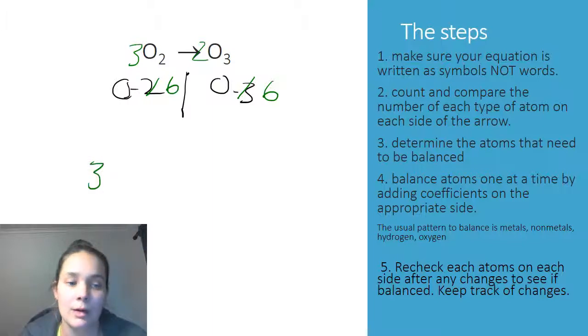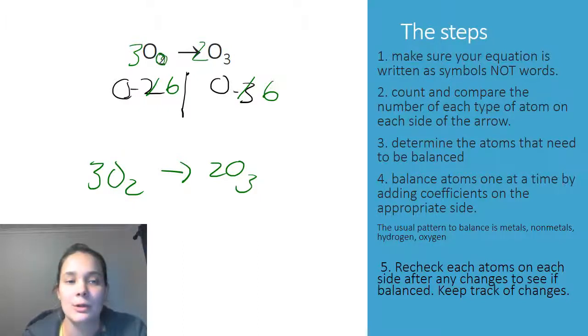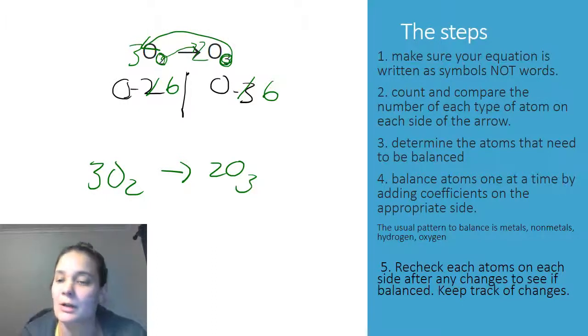So it would be 3O2, 2O3. While I said that this one here is easy, it's only easy if you can see the common denominator between 2 and 3. Here I took the 2 from my subscript and moved it to the front. I took the 3 from this subscript and moved it to the front. But you can't do that with every equation, so don't fall into the trap of thinking you can do it all the time. You just need to find the common denominator and then work from there.